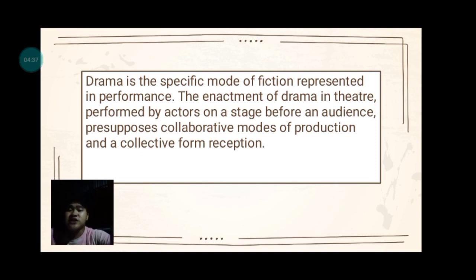And drama is the specific mode of fiction represented in performance. The enactment of drama in theater, performed by actors on a stage before an audience, presupposes collaborative modes of production and a collective form of reception.